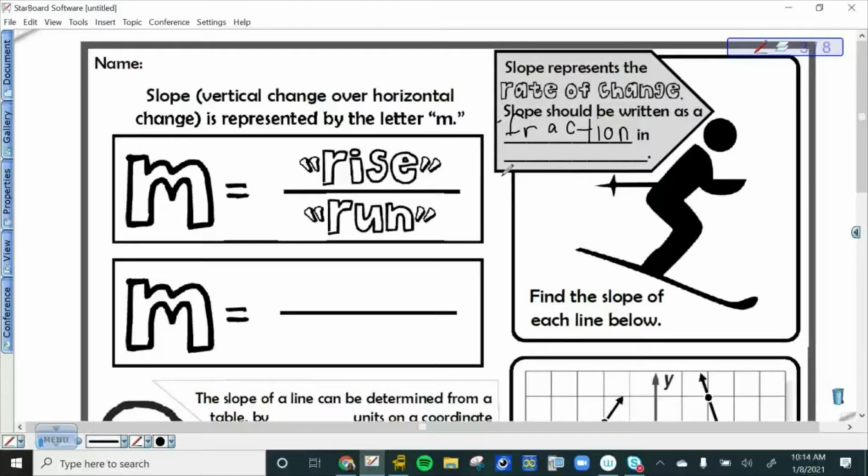And we want to write that fraction in its simplest form. So that's why we were looking at that in the warm-up, why we were simplifying fractions.